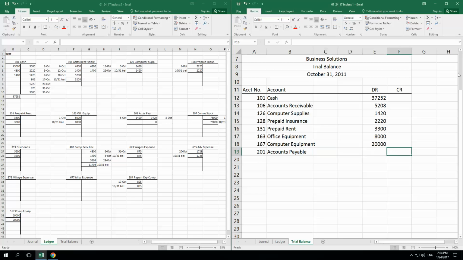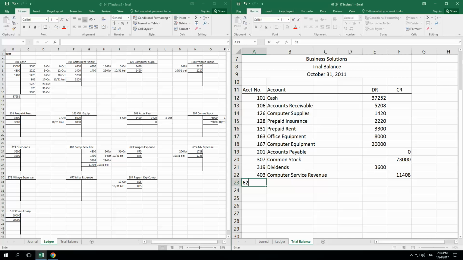Then we got common stock, account 307. Okay, that has a credit balance of 73,000. Then we got dividends, 319. That has a debit balance of 3,600. Then we got account 403, which is computer service revenue. And that has a credit balance of 11,408. I'm just pulling the balances from the ledger.